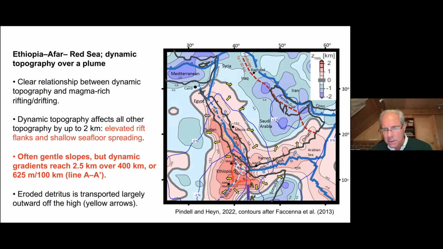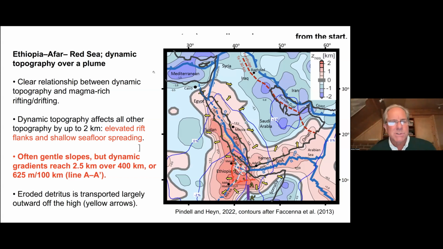And we can see that gradient down here in section AA. I won't tie it in very well later, but we need to keep in mind that dynamic elevations can have these slopes as steep as what we've just said.